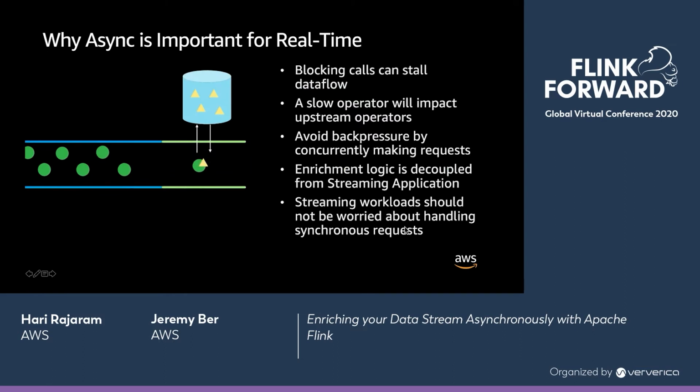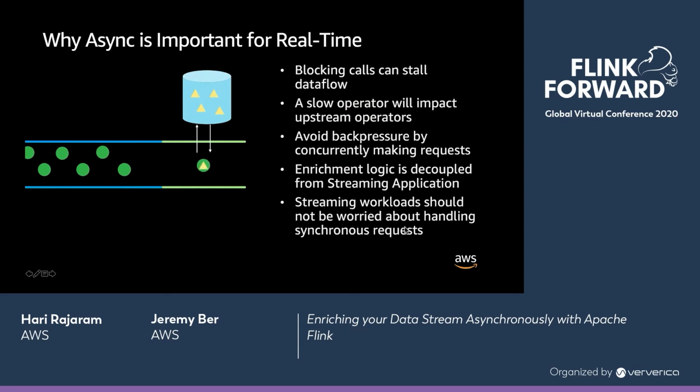So why is async important for real time? Well, as we said in the previous slides, blocking calls can really stall your data flow. And you would hope that your API call is fast, but if it's taking upwards of 100 milliseconds, 200 milliseconds, or even up to a second of I/O time, that's really going to impact the throughput of your workload.